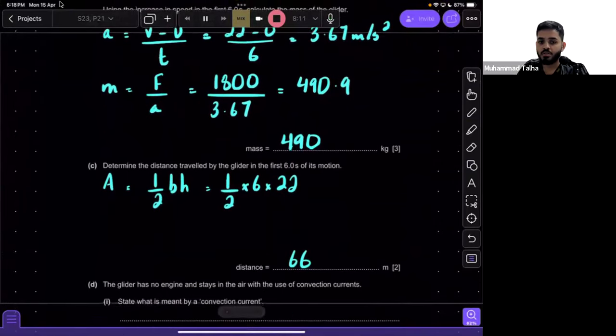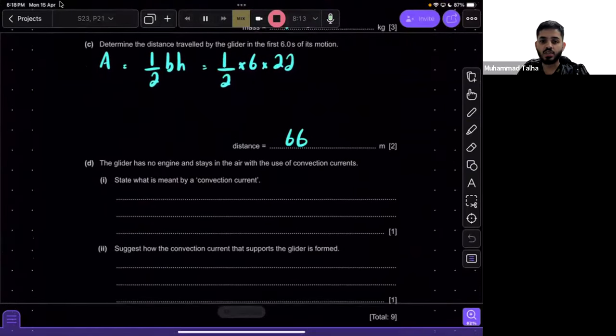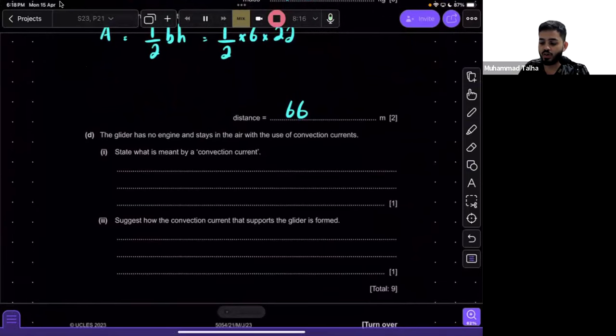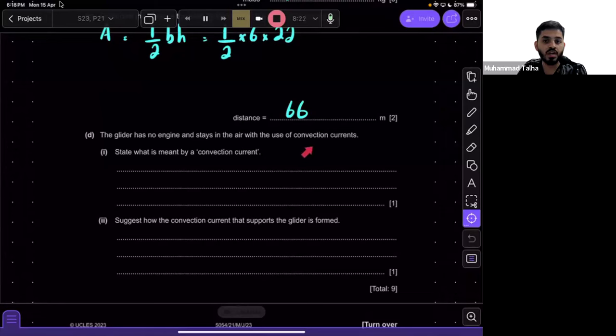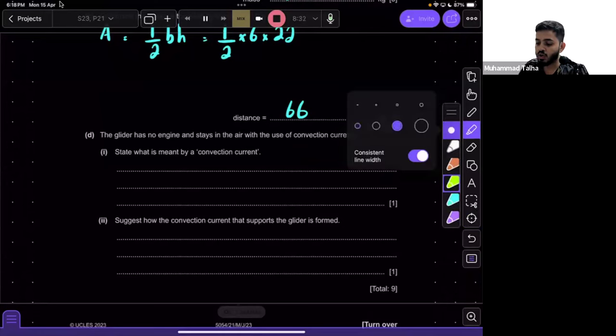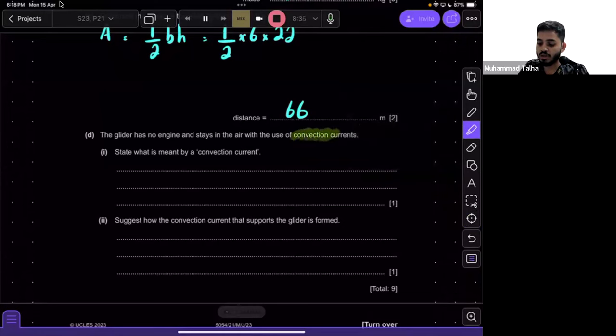Next part. Part D. The glider has no engine and stays in the air with the use of convection currents. So now all of a sudden in this question that was supposed to be kinematics and forces, we now also have to do a part on heat. State what is meant by a convection current. Do make a mental as well as a written note of this, that whenever you are asked to explain convection in any question, you have to use the word or the term density somewhere.